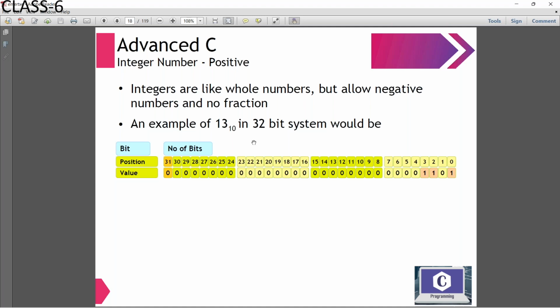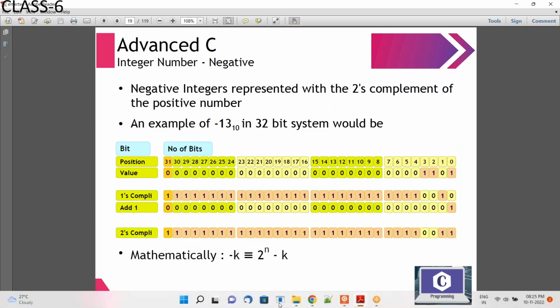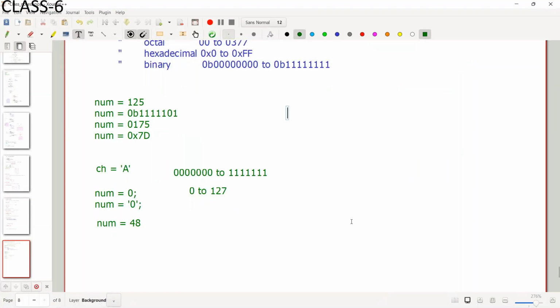And when it's a negative number, what happens? It is going to get stored as the 2's complement. Now, do you know what 2's complement is? Okay, there is a doubt.